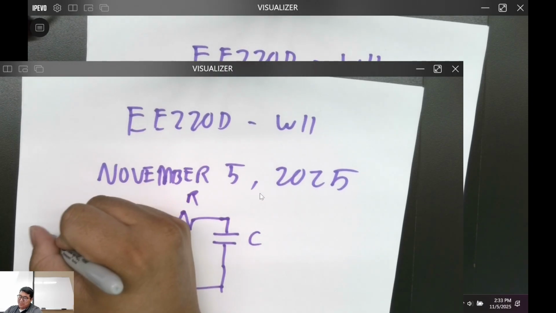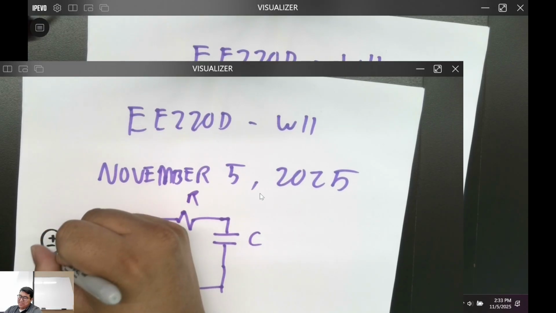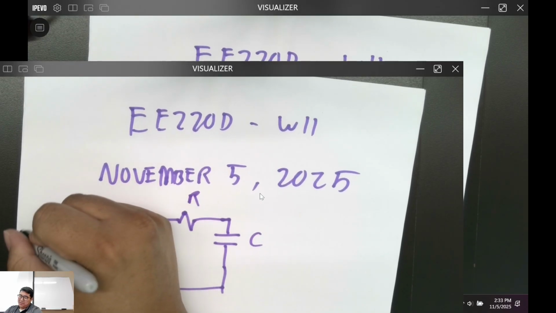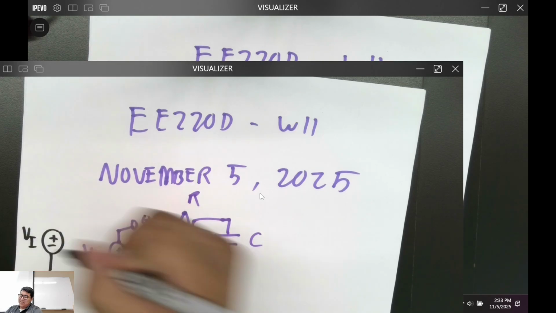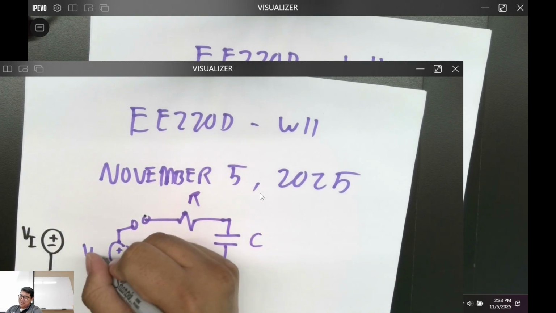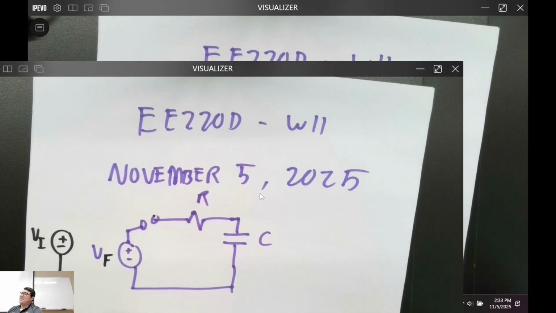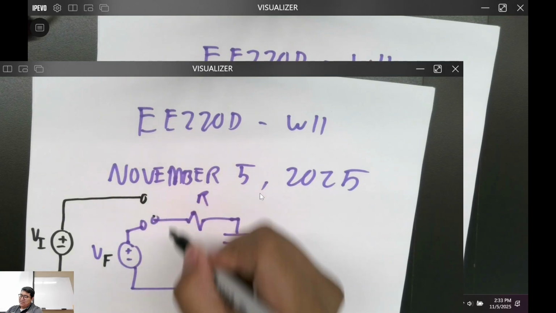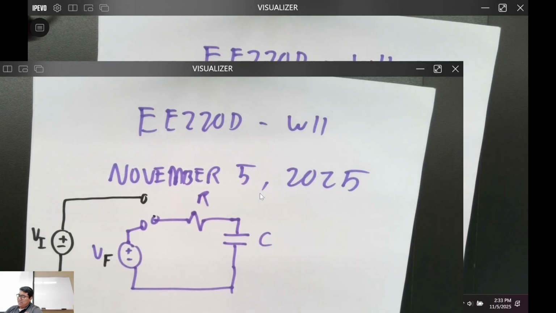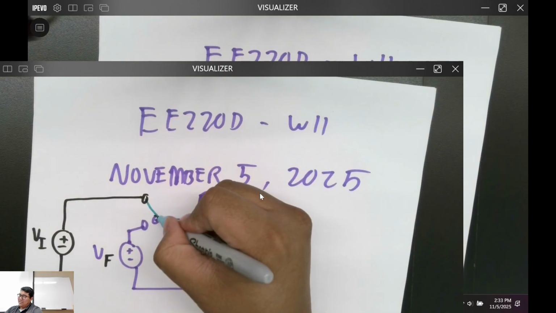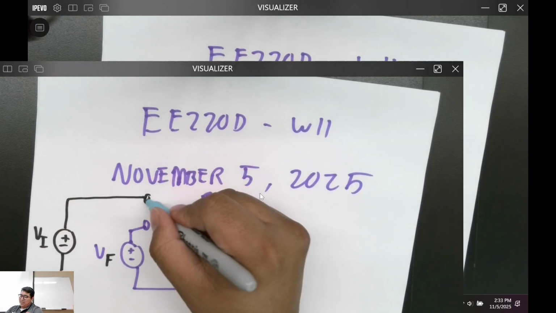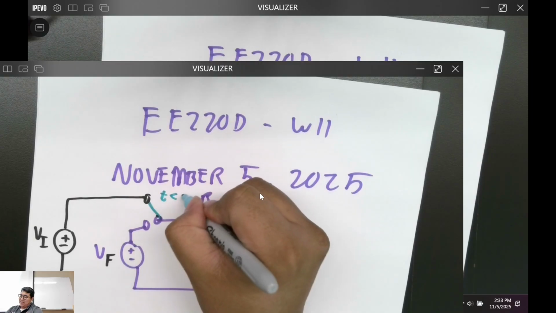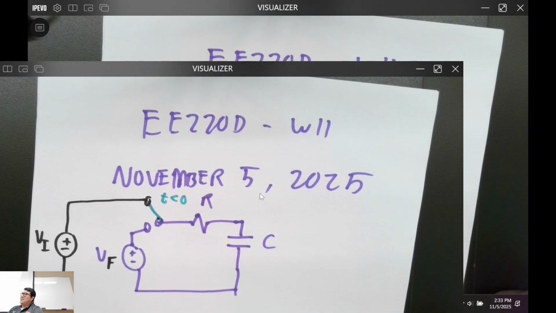Let's just say I have another circuit over here, plus minus. I'm gonna call this one V initial, right? And then call this one V final. Is that good? And let's just say that this circuit right here is initially connected like this. All right, so I'm connecting this right here. T is less than 0, correct? Is that good with everybody?